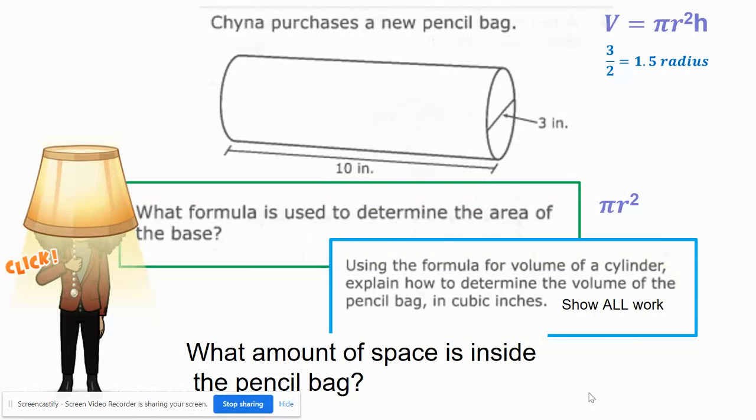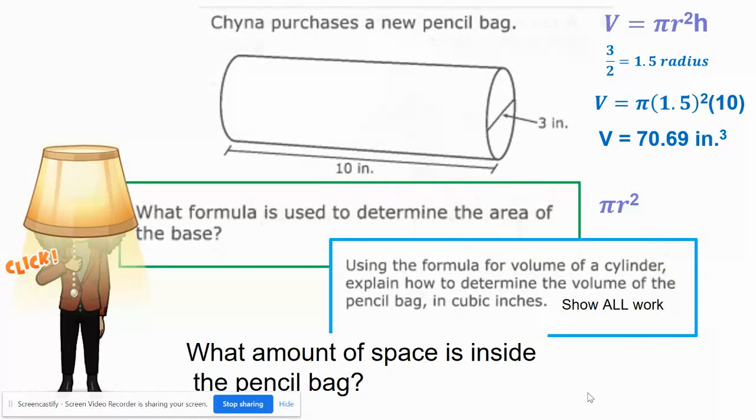Now I'm going to use that value to substitute into my formula along with the height. So notice all I'm doing is substituting the values that I know into my formula. Pi stays pi. Instead of using r, well, I've calculated my radius is 1.5 inches. So I'm going to square it, and I can identify the height of my pencil bag as being 10. Now I'm ready to multiply it through, and I get that the volume is 70.69 cubic inches.